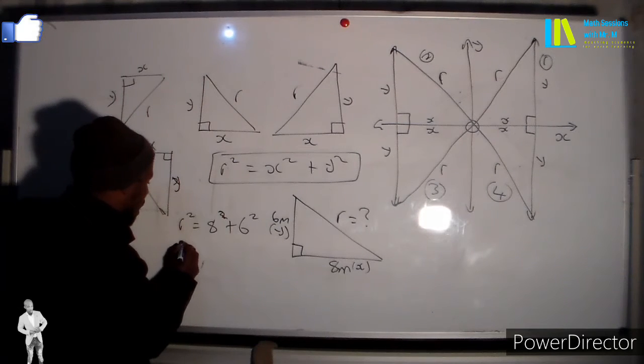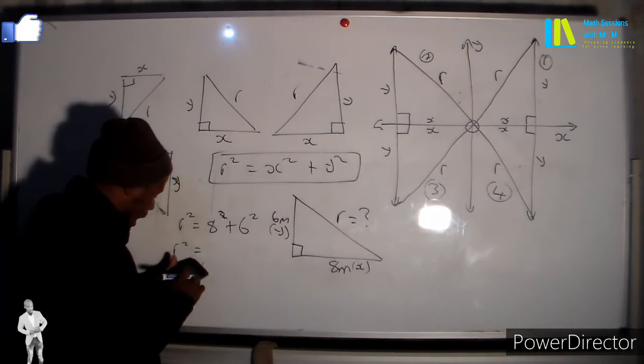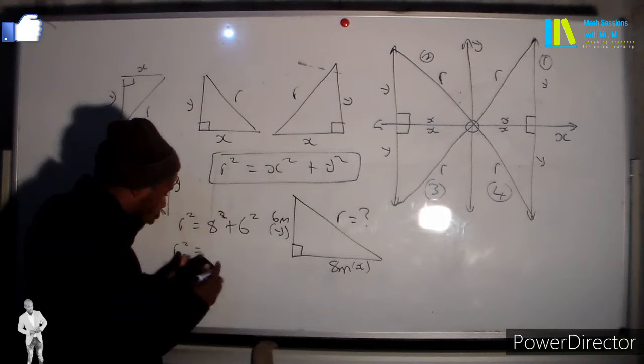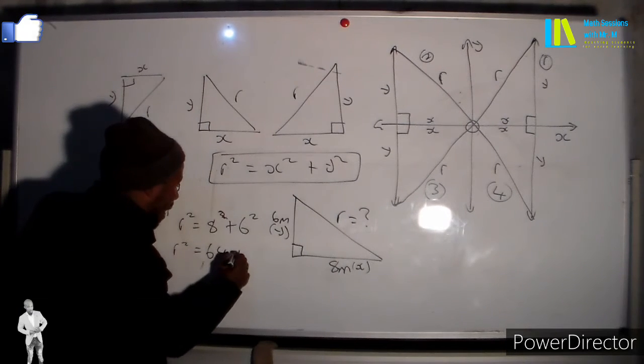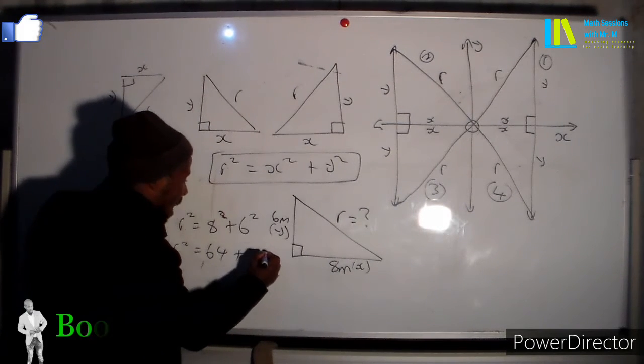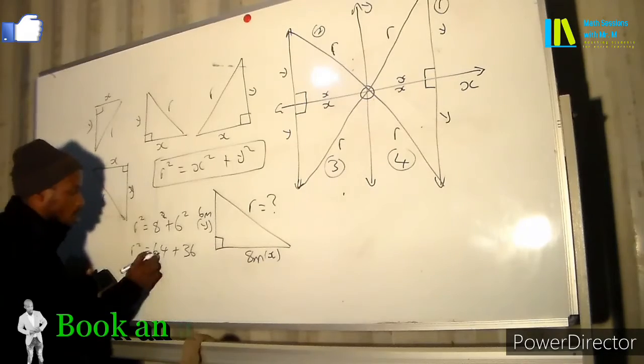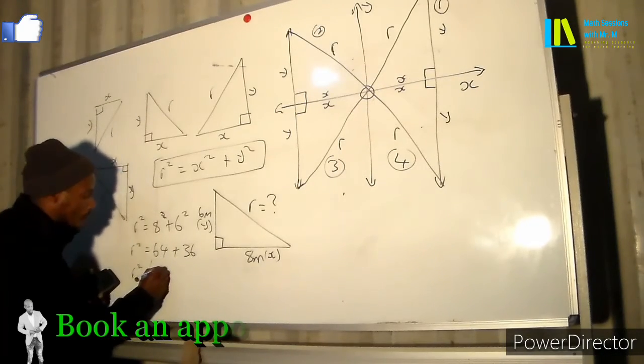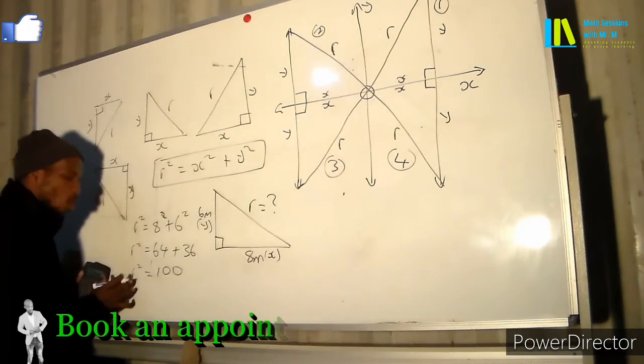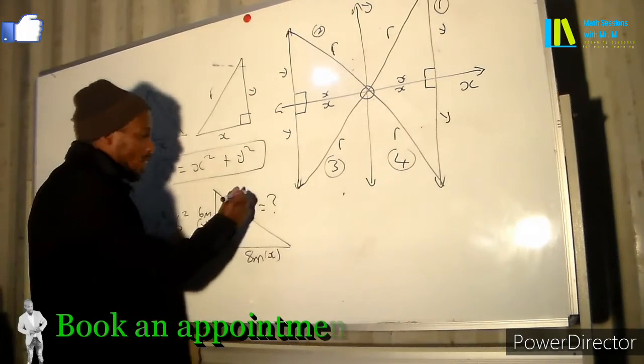Now, r squared is equal to 8 squared. 8 squared, you punch this in, you get 64. 64 plus 6 squared, which is 36, because 6 times 6 is 36. Therefore, r squared is equal to 64 plus 36, which is 100.